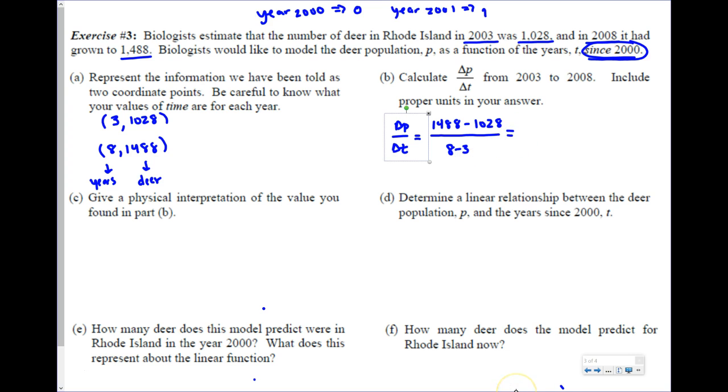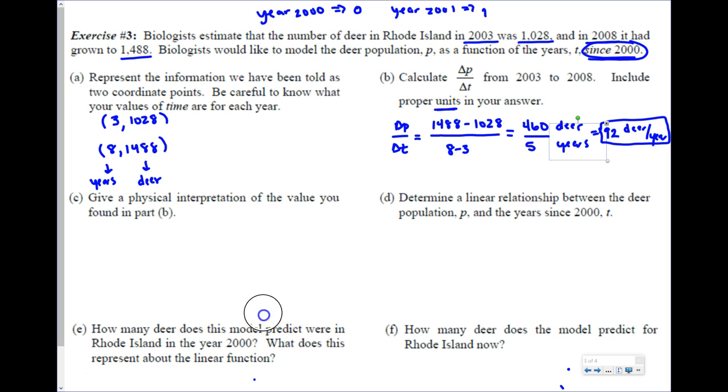Now we calculate: 1488 minus 1028 is 460. This question wants me to use units, so I know that it's deer, and then 8 minus 3 is 5. So 460 over 5, deer every 5 years. That can be reduced to 92 deer per year. So my rate is, they're increasing at a rate of 92 deer every year. Or at least that's what this model is predicting, that there's going to be 92 deer every year based on these 2 pieces of information.